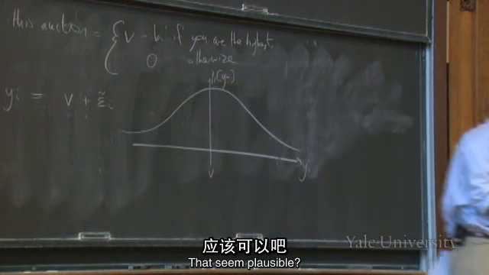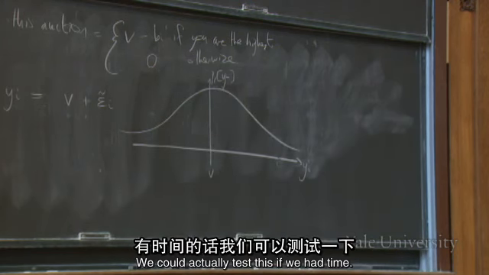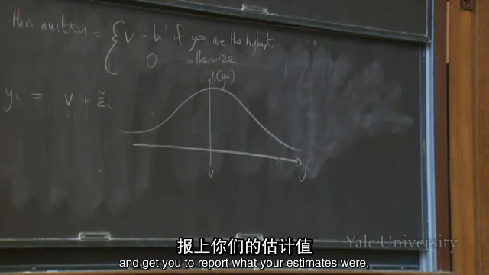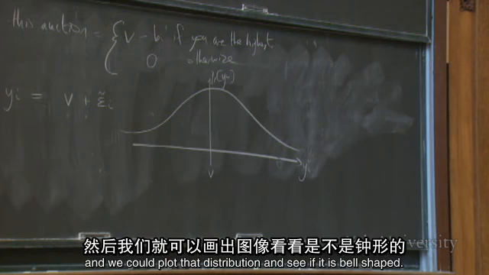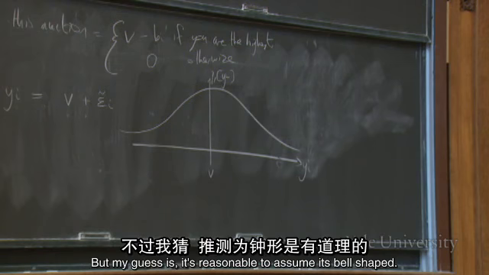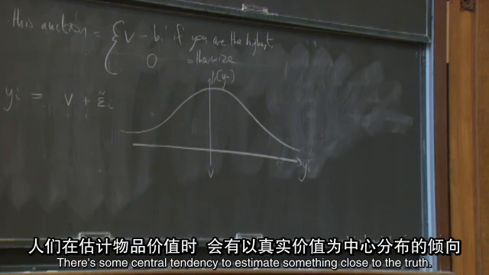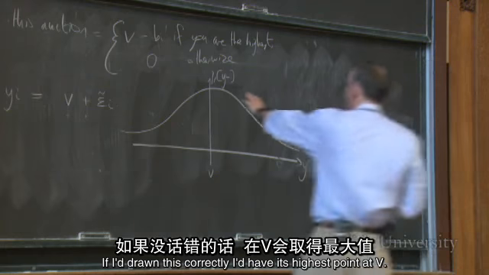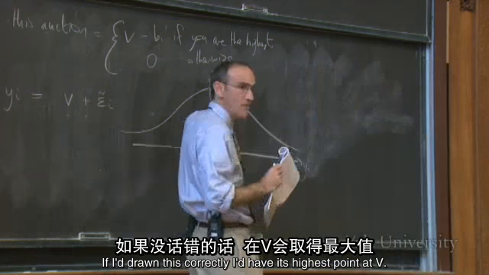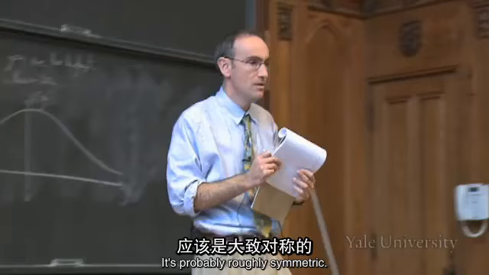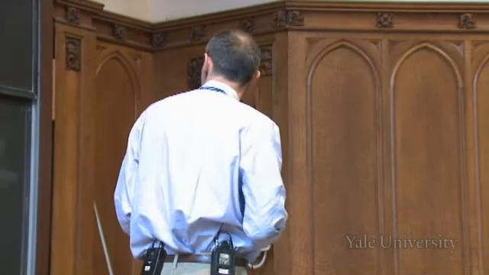Right? I mean, that seems plausible. And we can actually test this if we had time. We could actually go around all of you and get you to report what your estimates were, and we could plot that distribution and see if it is bell-shaped. But my guess is it's reasonable to assume it's bell-shaped. There's some central tendency to estimate something close to the truth. If I'd drawn this correctly, I'd have its highest point at V. I haven't quite drawn it correctly. It's probably roughly symmetric.